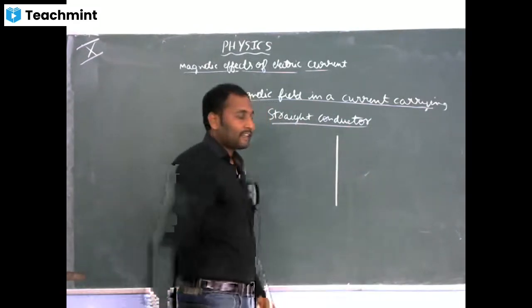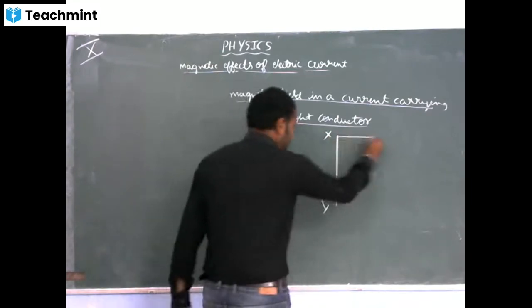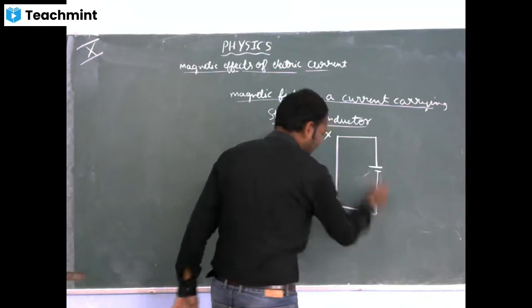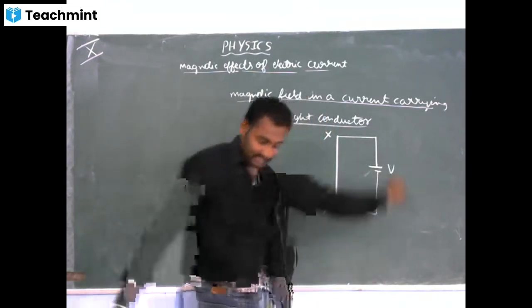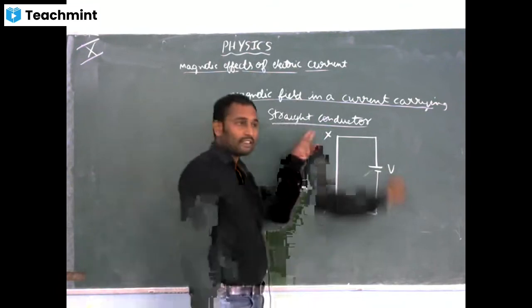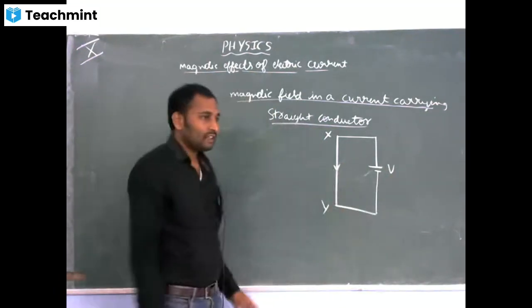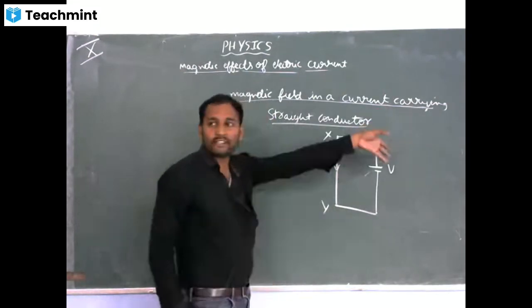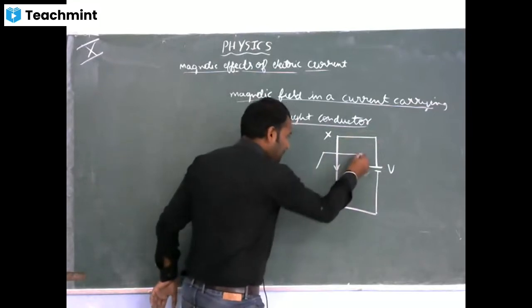This is a straight conductor carrying current. I will name it as X and Y. This is positive of the battery, negative of the battery. So when I apply voltage, what will happen? Current will start flowing from X to Y. So here also I will do the same thing what I have done in the previous experiment. I will fix a white sheet here.